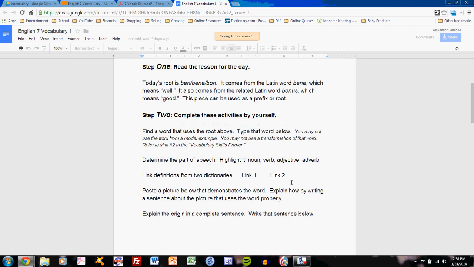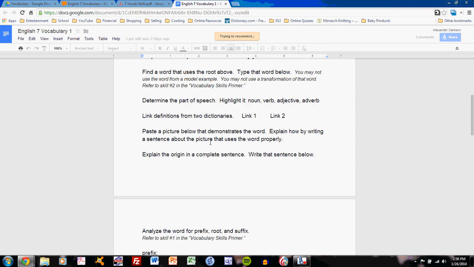Your tasks start with individual work. You must complete some activities by yourself. First, you must find a word that uses that root and determine its part of speech. Link two dictionary definitions from online dictionaries. You must paste a picture into the document that reminds you of the word that you have found in the dictionary, and then write a sentence for a caption for that word.